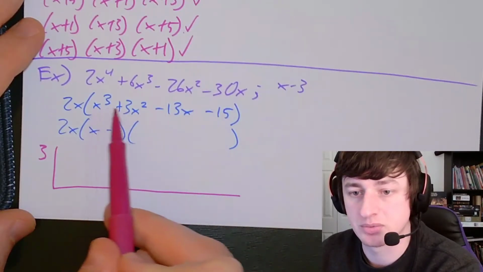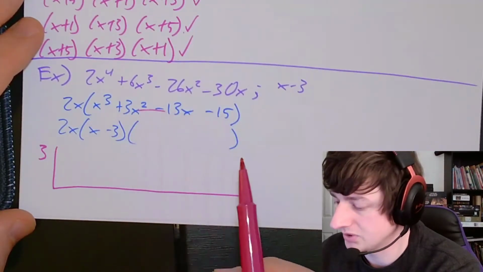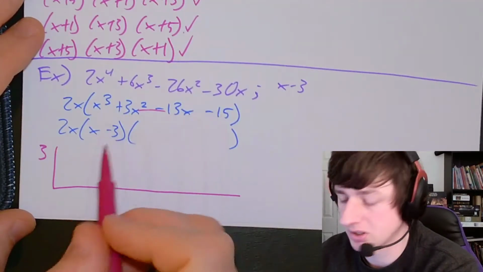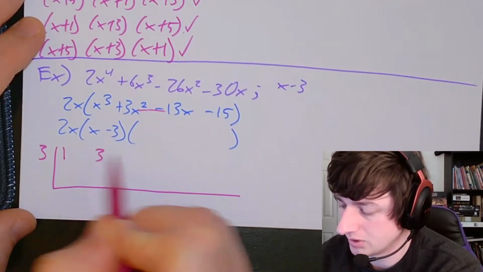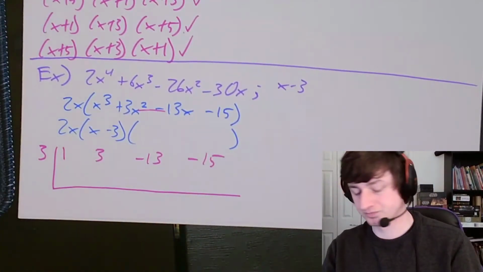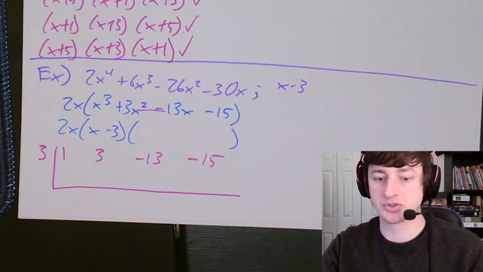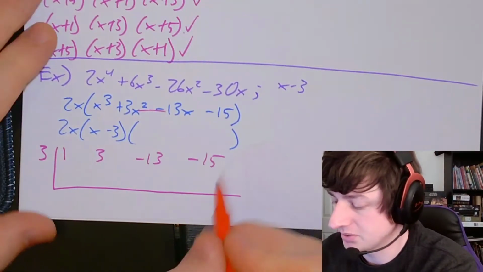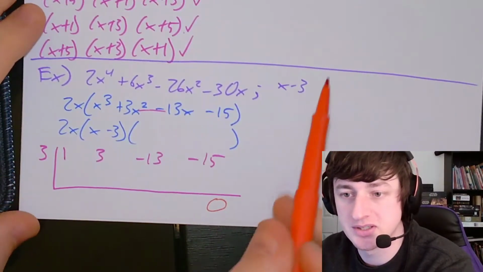We're going to use these numbers, the 1, the 3, the negative 13, and the negative 15. So 1, 3, negative 13, negative 15. So we're just going to add down and then multiply diagonally. And we should get 0 at the end because they told us this is a factor.